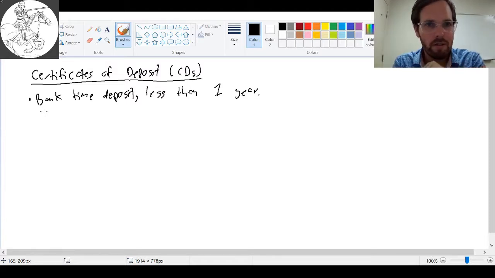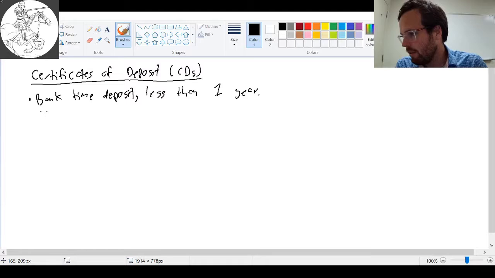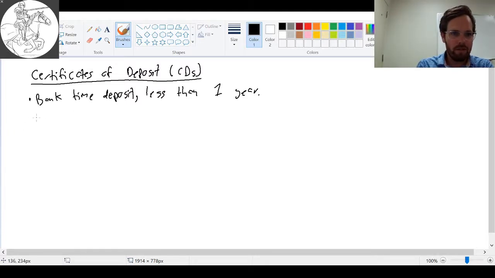Typically with CDs, there are also penalties if you want your money back early. In terms of T-bills, you can sell it on the open market and it should be fine. But that's just a little hiccup depending on the bank you're going to. And so that's CDs. Now we can move on to something called commercial paper.